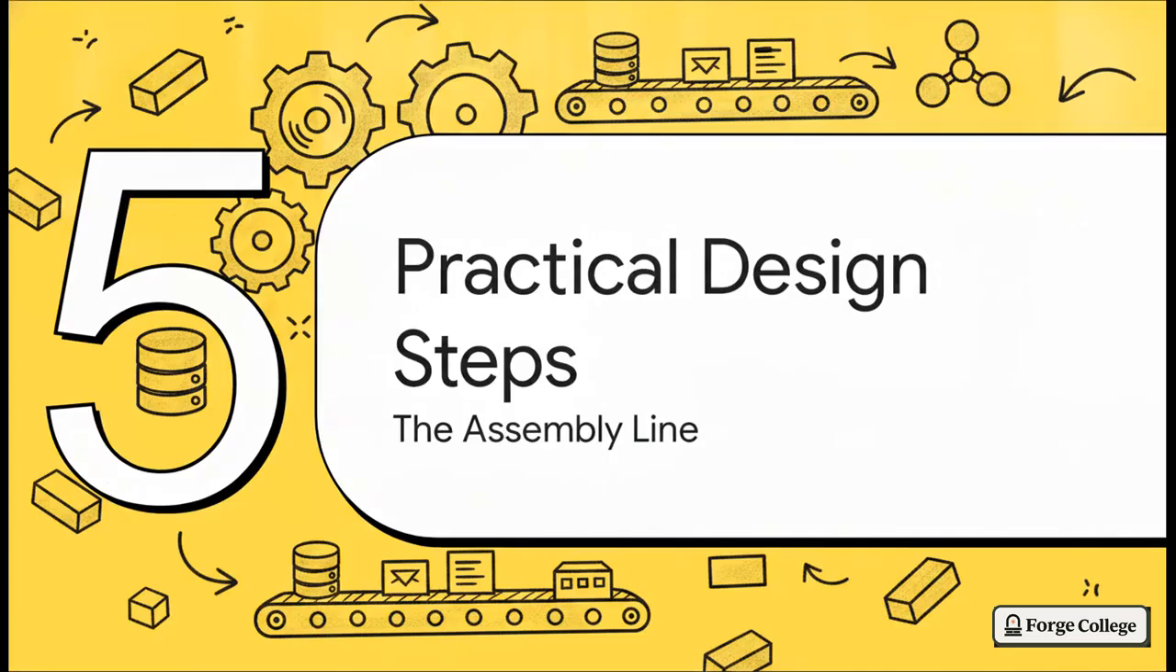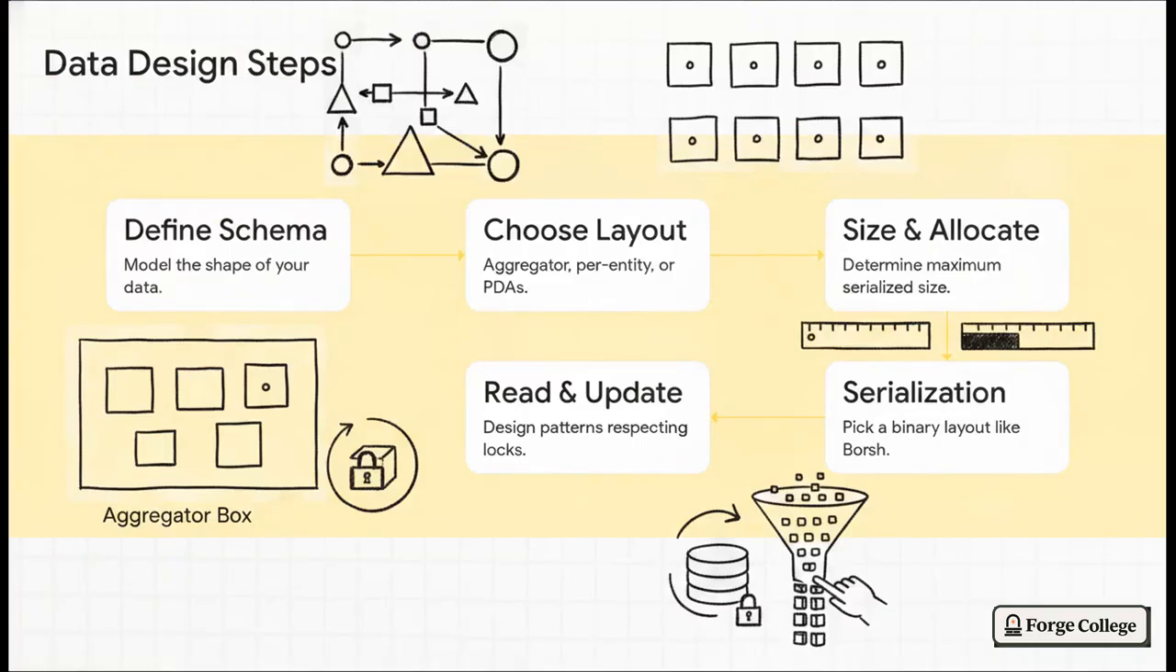Section 5. Practical design steps, the assembly line. Let's see how this builds into the actual assembly line workflow that you'll repeat for every new dApp feature. Step 1, define your schema. You need to know exactly what data you have. Step 2, choose your layout. Are you doing one big aggregator box or many small per-entity boxes? Step 3, size and allocate.